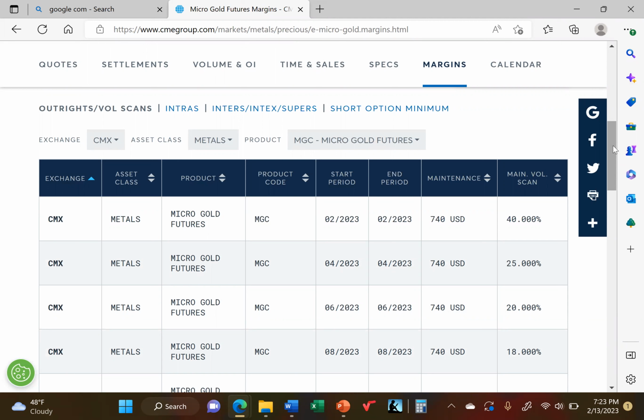But again, really, it's just collateral to make sure that you don't have a position that loses a lot of money and suddenly the exchange is on the hook for your losses. So they'll let you slide up to that first $740, and after that, you have to start putting more money into your account.